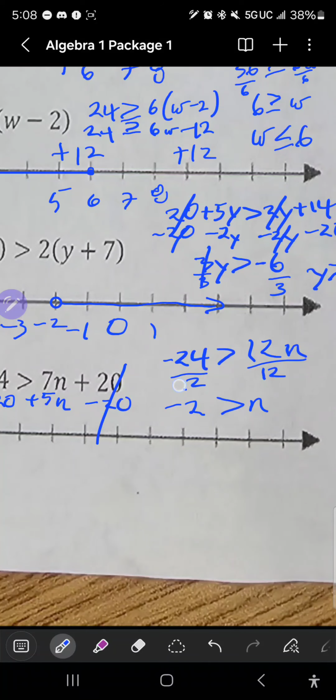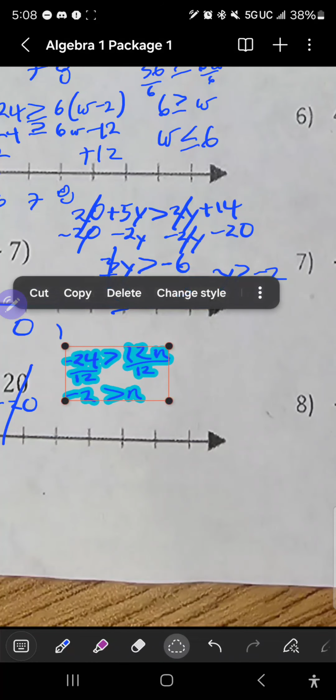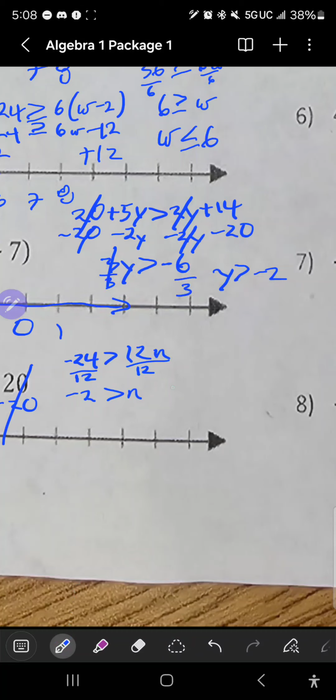The result is negative because they have different signs, and 24 divided by 12 is 2. What I like to do when I have the variable on the right in the inequalities instead of on the left is just flip the inequality. So basically it's the same as n less than -2, but reading it from right to left. Right now we see that the arrow is going to the left, so we know that n is less than -2.